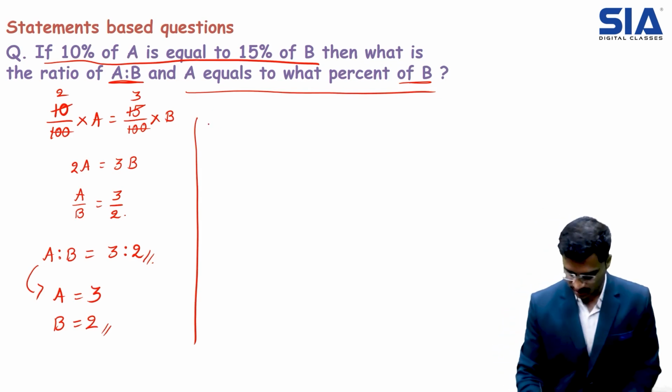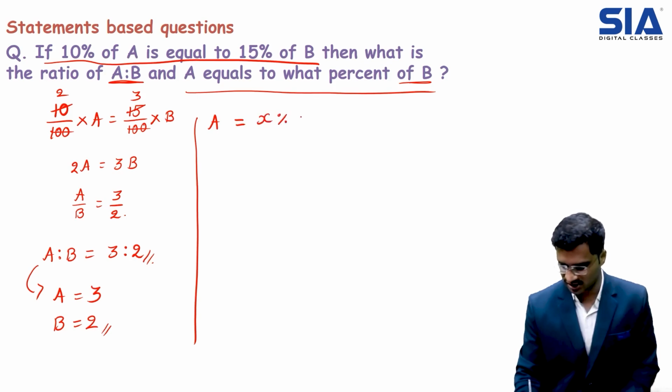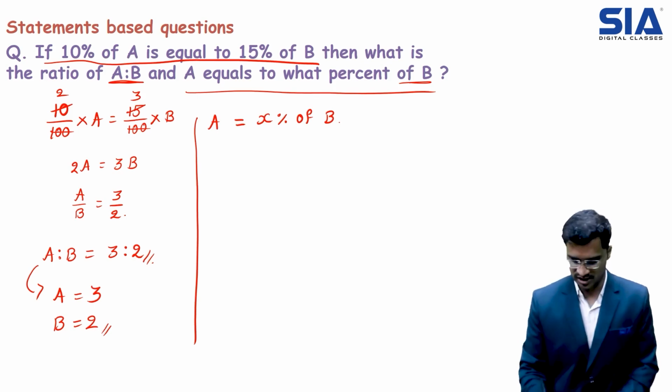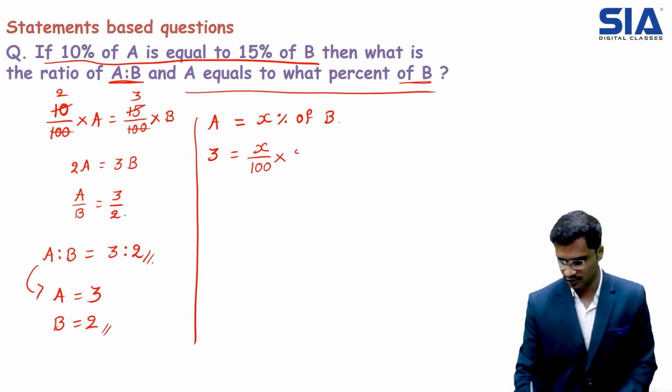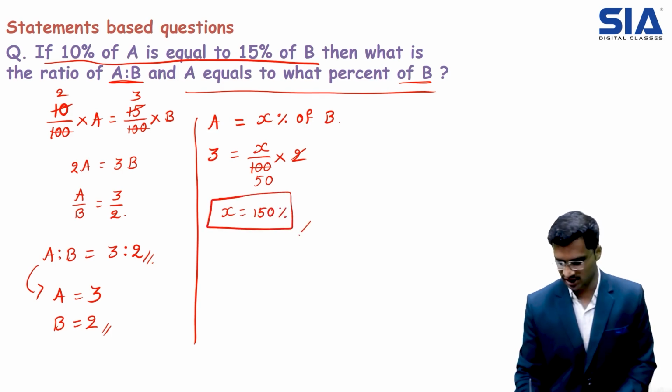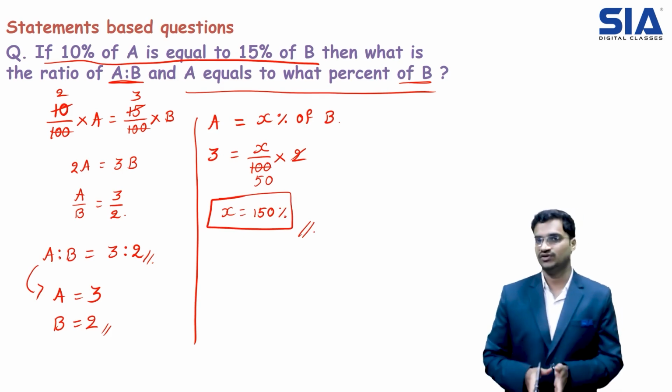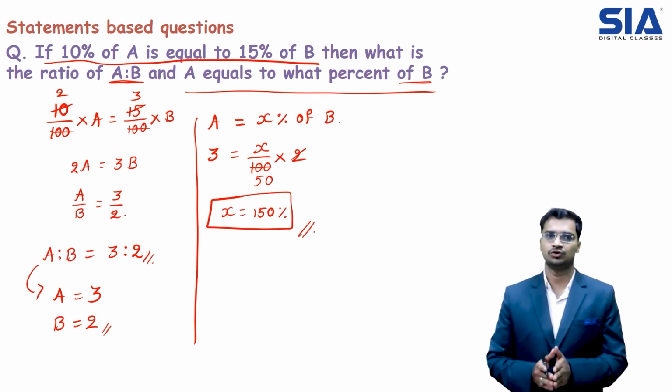So A equals what percentage, meaning x percentage of B. So A is here 3. X percentage means x by 100 of, into B, which is 2. 2 ones are 2, 50s. So x value is 50 into 3, which is 150. So I can say that A is 150% of B. So our answer is 150% and 3 to 2.